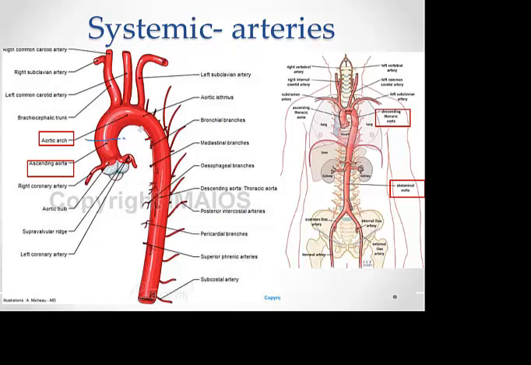If I draw a line across like this, the first part is called the ascending aorta. The second part, which is arched, is called the arch of the aorta, also called the aortic arch. And the third part, which comes down like this, is called the descending thoracic aorta, where it is in the thorax. When it gets into the abdomen, it's called the abdominal aorta.